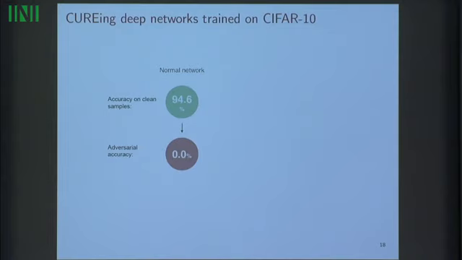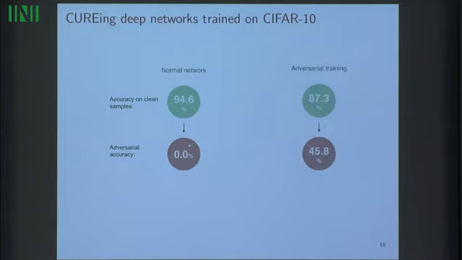Okay, so then we can try to see the effects of using this procedure, CURE, in order to improve the robustness. Recall that our normal network was achieving roughly 95% accuracy on the clean samples, but 0% accuracy on the adversarial samples. And recall that adversarial training had a slightly smaller accuracy on the clean samples, but it significantly improved the robustness to adversarial perturbations, as seen on the right-hand side here.